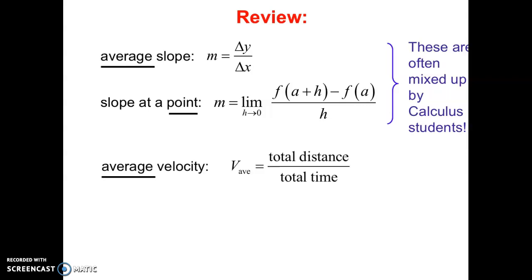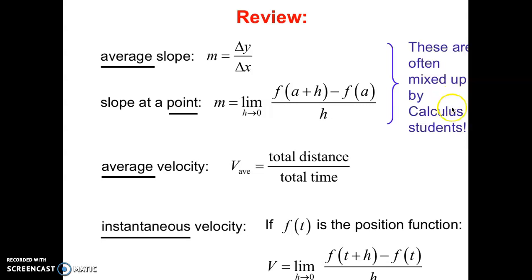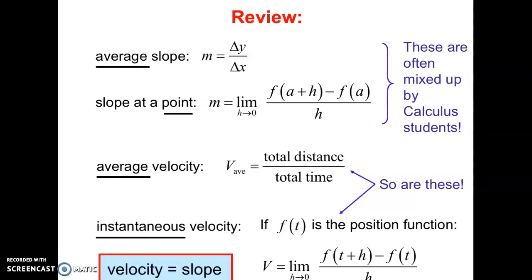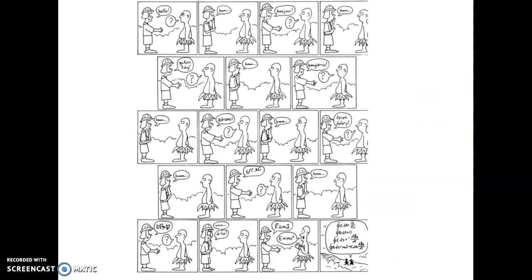The average velocity is the total distance divided by the total time. Instantaneous velocity is the limit of that position function, that change in position over change in time. All right, so there we have it. There's a quick review of what we did in this lesson. Remember, velocity simply means the slope of the curve at a given instant.